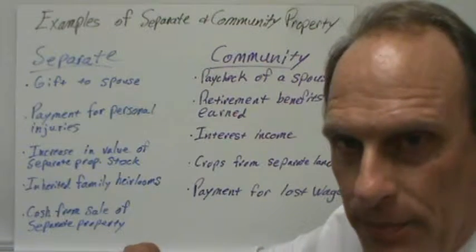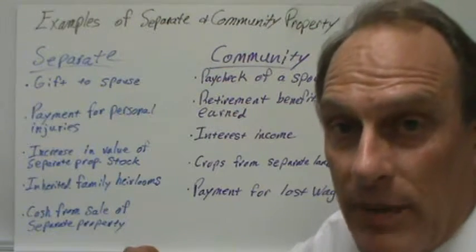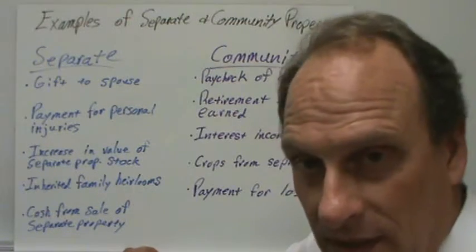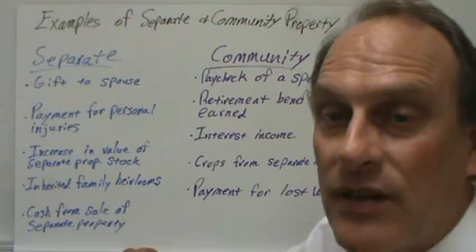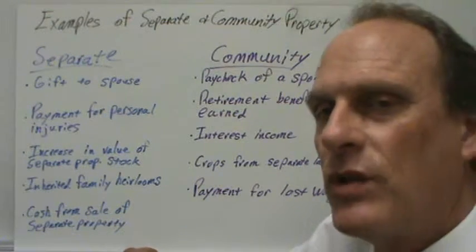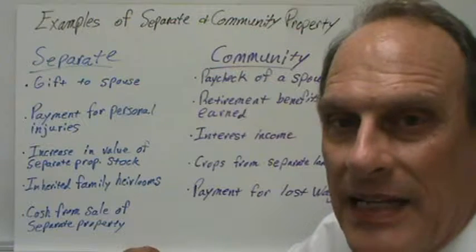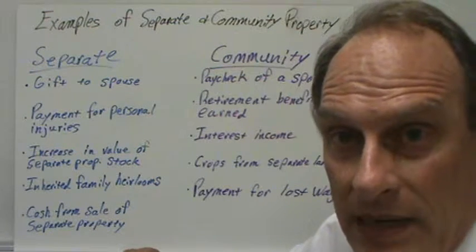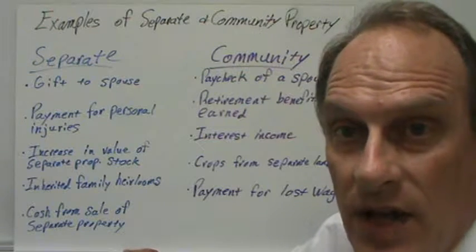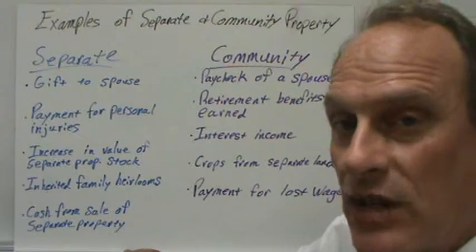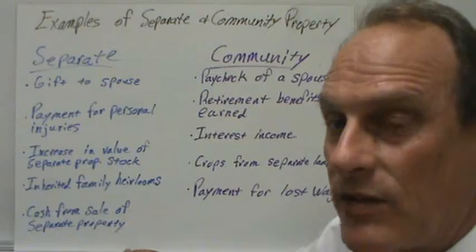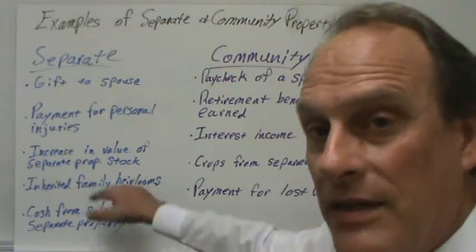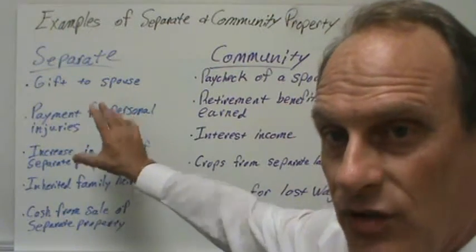If I have separate property and then I sell that separate property during marriage, that cash proceeds, that's going to be my separate property, as long as I do not commingle it with any other funds that may be held as community funds. Remember, there is that presumption that it's going to be community. So the burden's on me to keep the proof that it's separate.